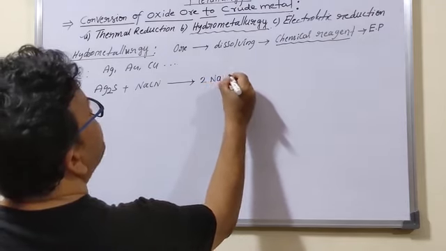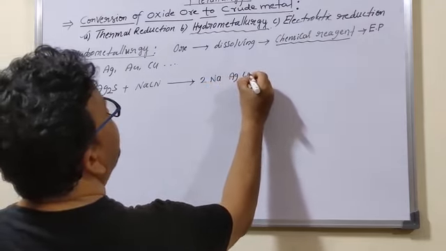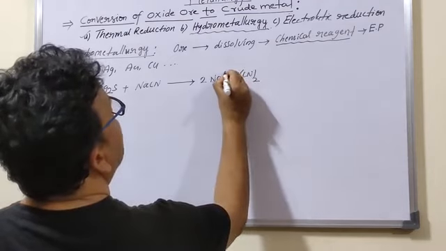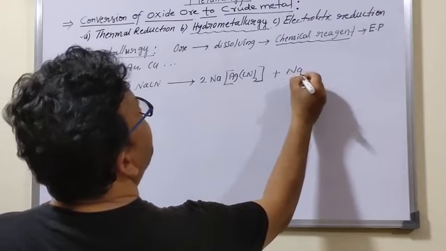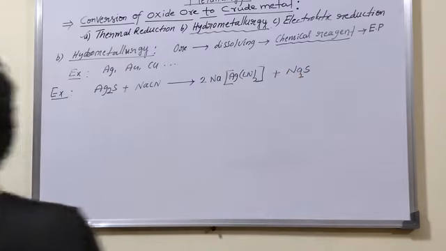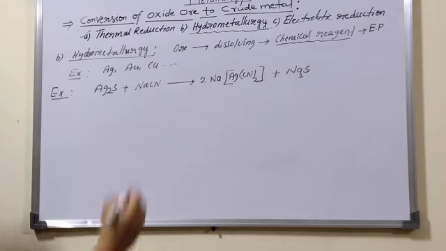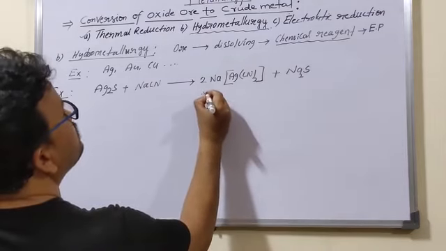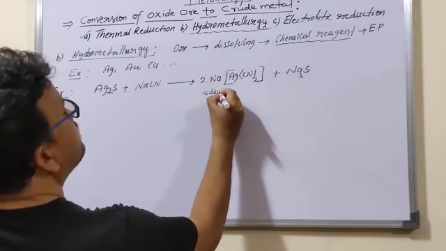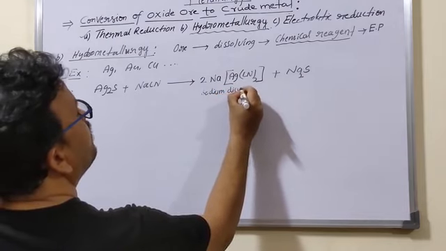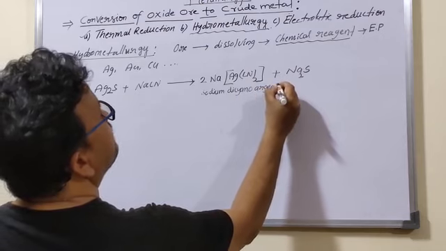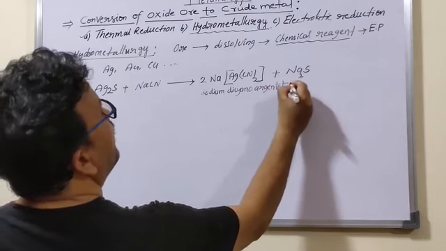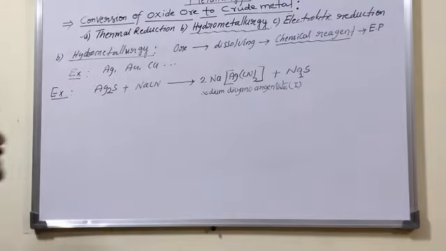Sodium dicyanoargentate, and a byproduct, sodium sulfide, is going to be formed. This we are calling sodium dicyanoargentate, and sodium sulfide is the byproduct.